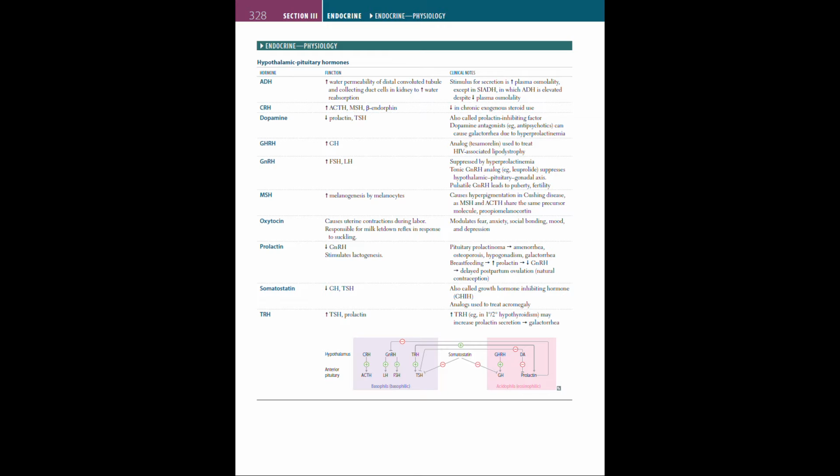328, page number, section 3, endocrine. So we are talking about the physiology. We'll be continuing from the last video. So in physiology we start with the hypothalamic pituitary hormones.